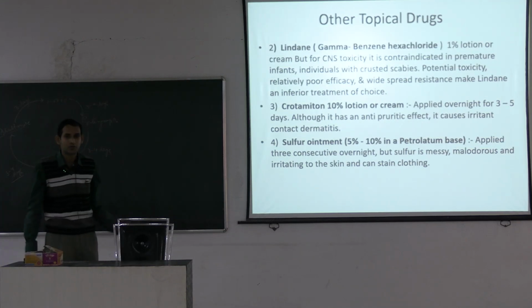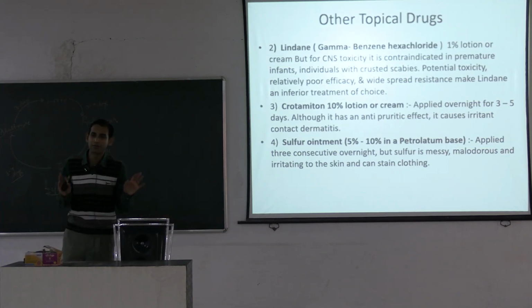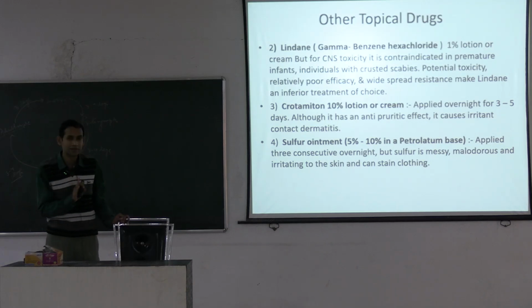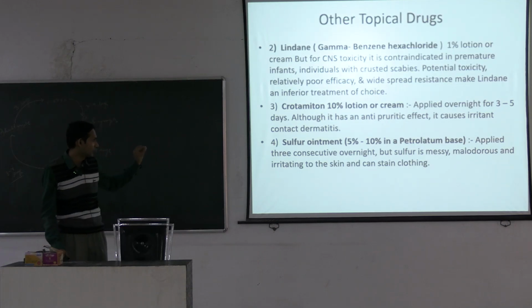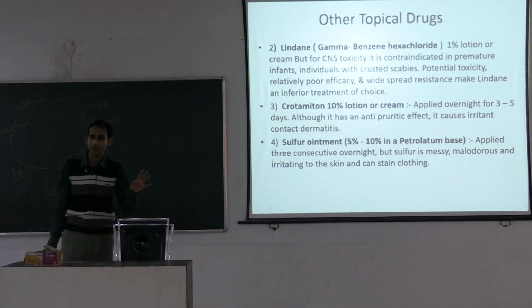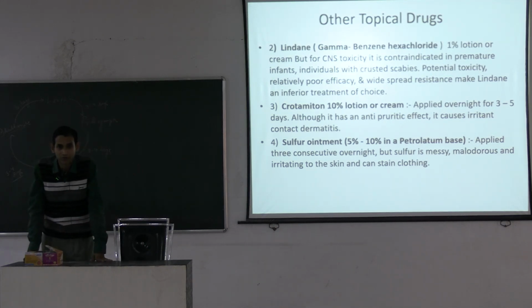For the other topical medicines which are used for the treatment, just remember the names, don't go into the details of the medication. That means lindane or gamma benzene hexachloride 1% lotion or cream, crotamiton 10% lotion or cream, or precipitated sulfur ointment 5 to 10% in petrolatum base. Just remember the names.